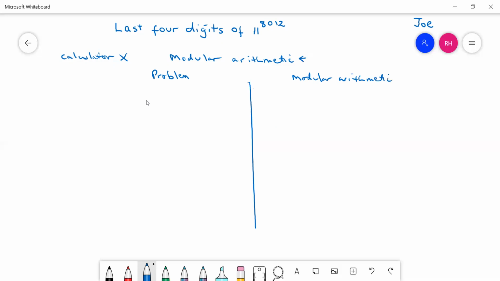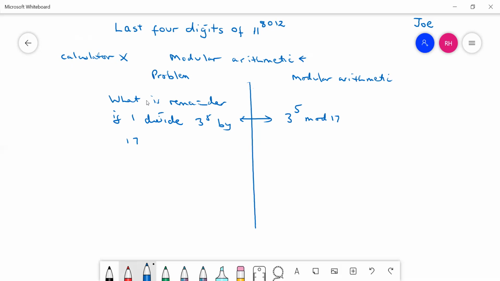So for example, if I said what is 3 to the power 5, if I said what is the remainder if I divide 3 to the 5 by 17, well, I would just write that as 3 to the 5 mod 17.